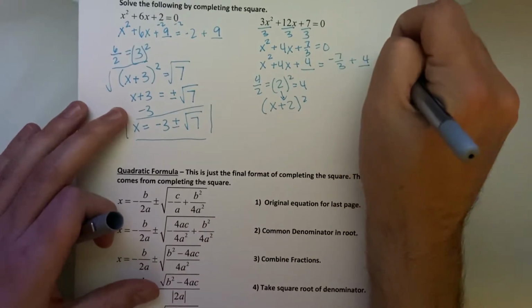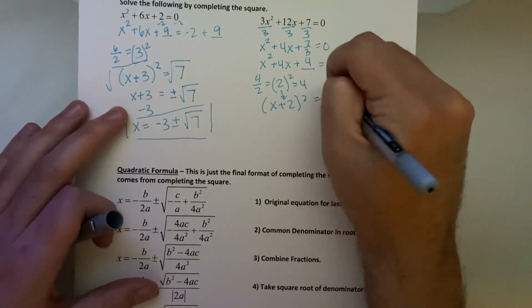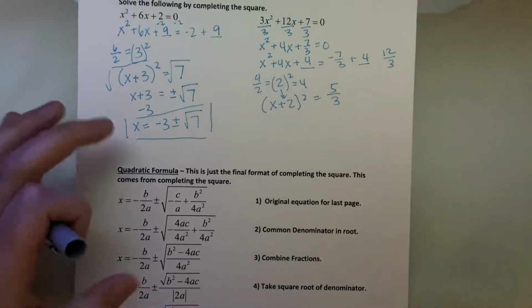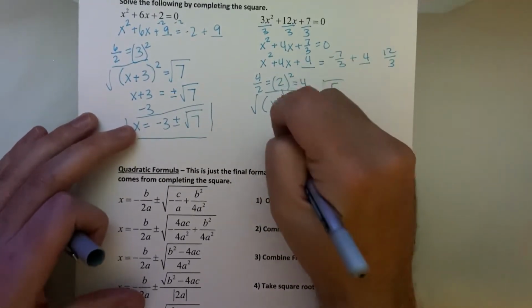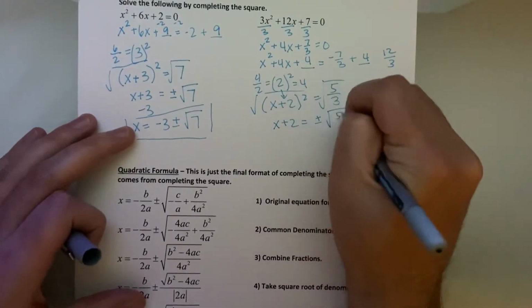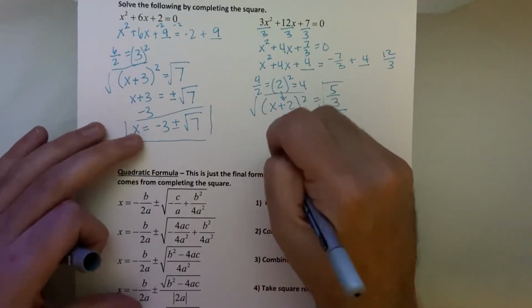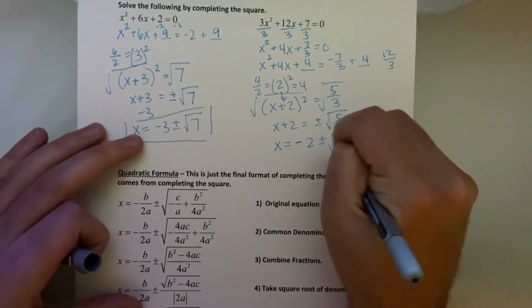4 is equal to 12 over 3. So when I add negative 7 plus 12, I get 5/3. Again, how do we get rid of a squared? We take the square root. So we get x plus 2 equals plus or minus the square root of 5/3. And then we will move the 2 to the other side. X equals negative 2 plus or minus the square root of 5/3.